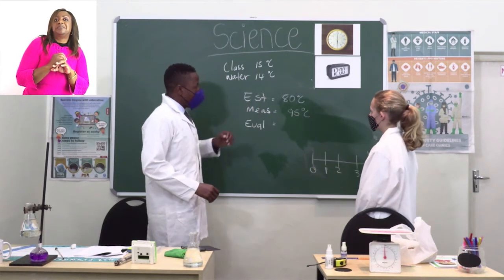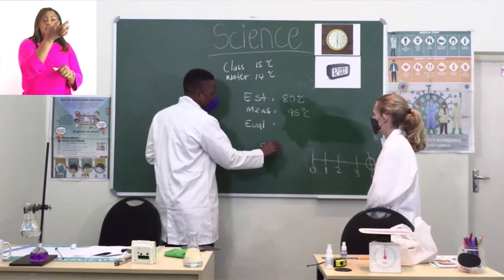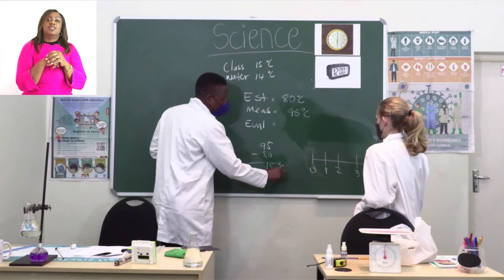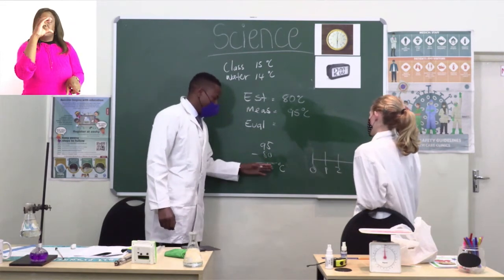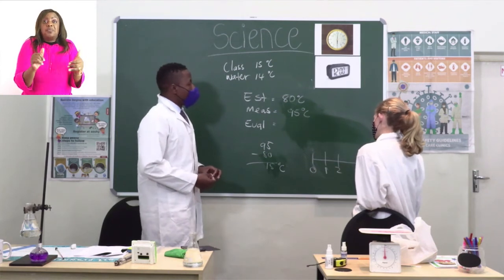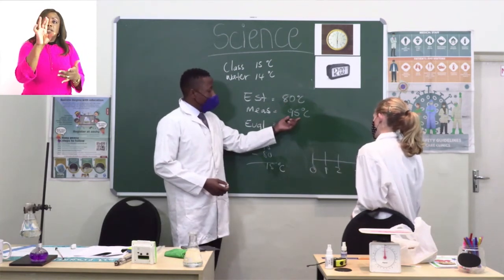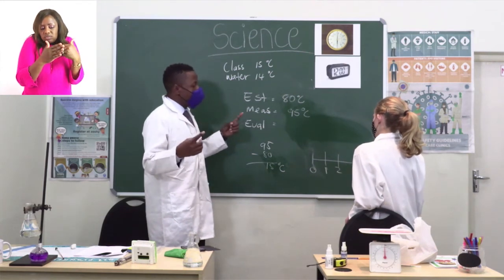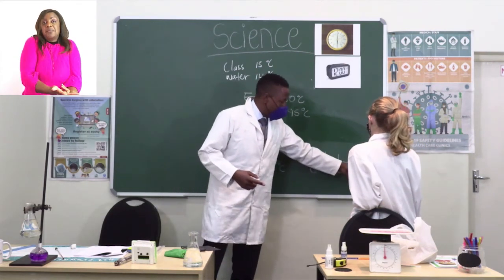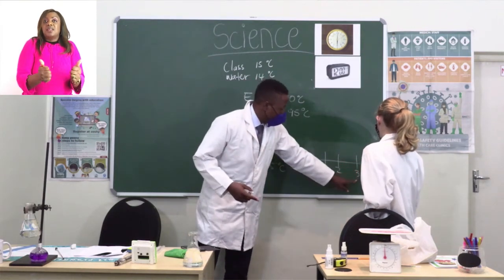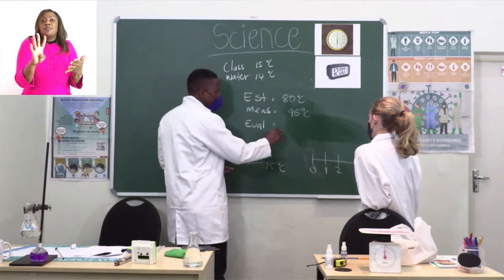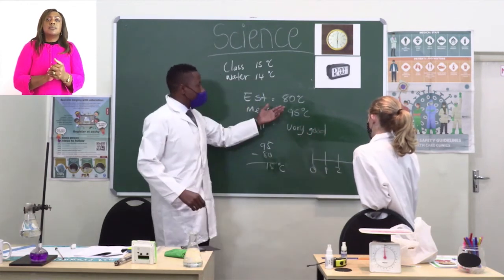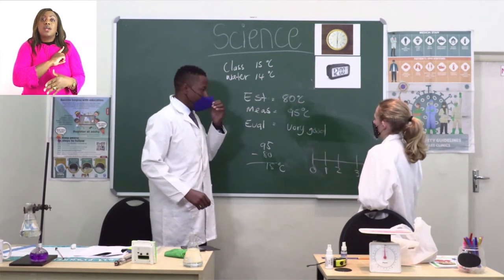And for us to find the difference, we have to take 95 minus 80. The difference is 15 degrees Celsius. So if you look at 80 and look at 95, it is not that far from each other. So I'll still rate myself at 4 and say it's very good. My estimate is good because it's near 95.